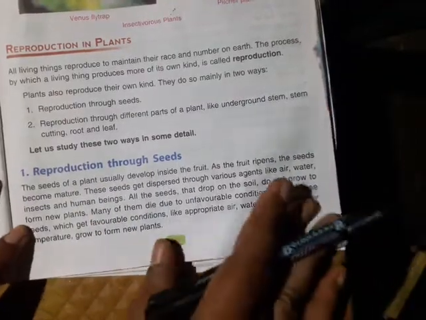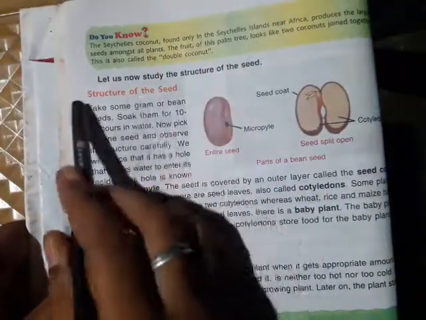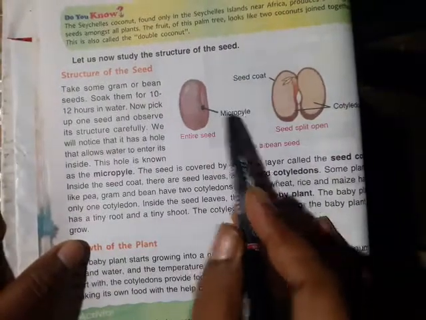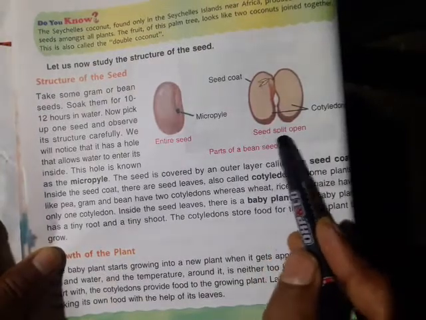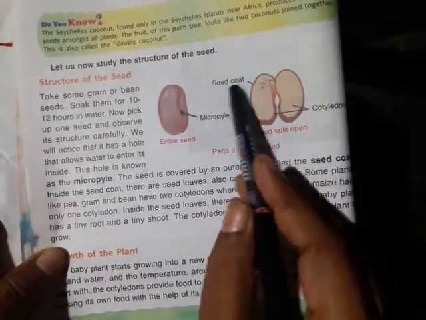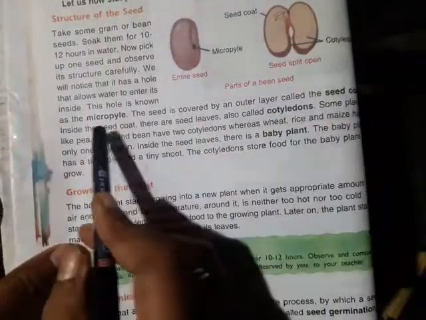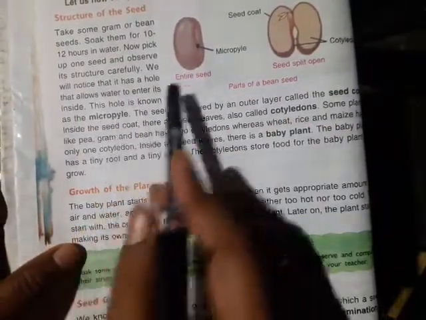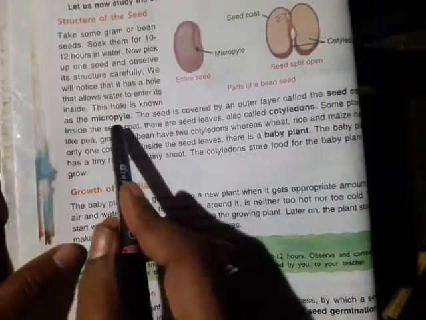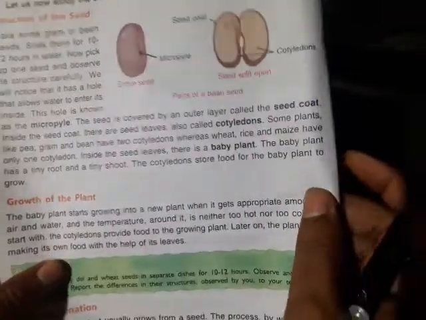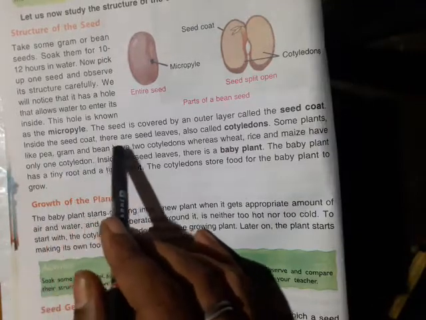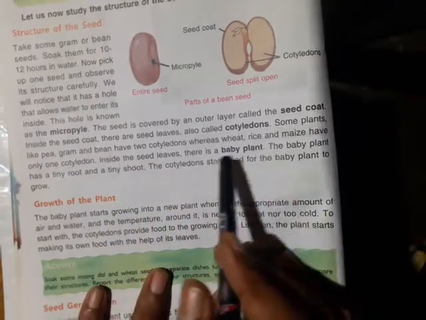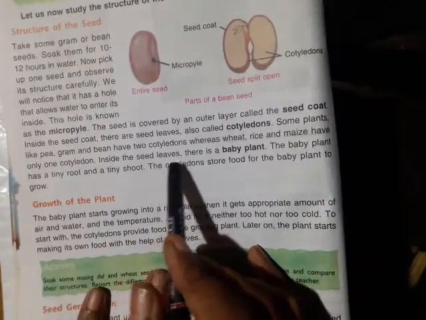Reproduction through seeds. Now the structure of the seed. Try to understand. Here micropyle, entire seed, seed coat, cotyledon, seed split open. Now micropyle. There is a hole. This is known as the micropyle. Seed coat. What is seed coat? The seed is covered by an outer layer called the seed coat. Inside the seed coat there are seed leaves, also called cotyledons. Inside the seed leaves there is a baby plant.